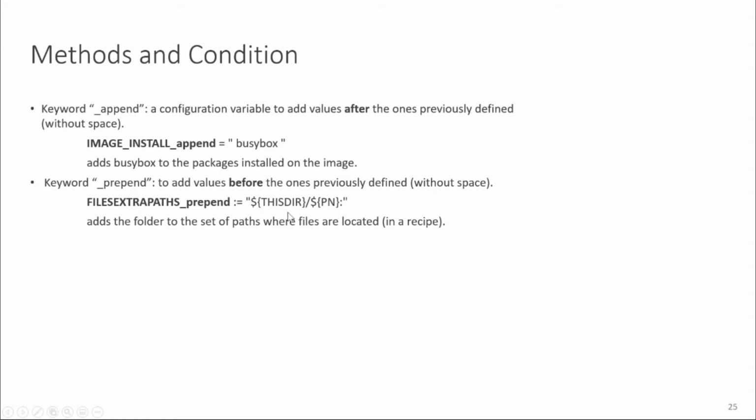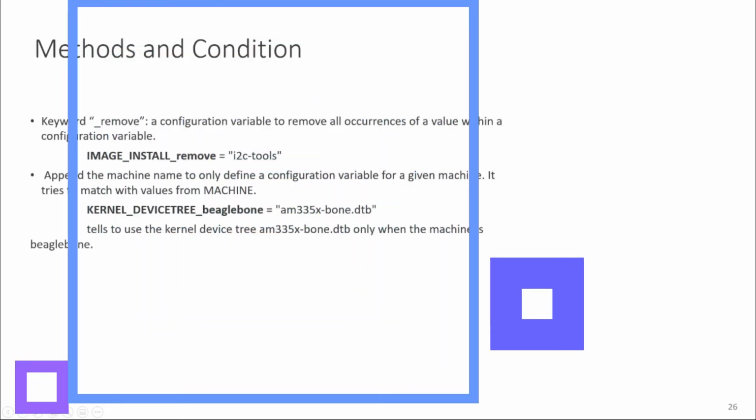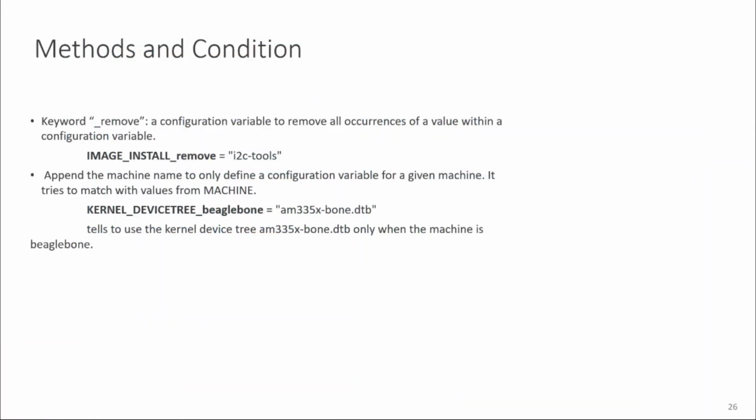If this is difficult to understand right now, just understand the concept. We will go through it in our later videos. The keyword remove is used to remove all occurrences of a value within a configuration variable. As an example, IMAGE_INSTALL_remove = "i2c-tools" will remove i2c-tools from the IMAGE_INSTALL configuration variable. So if it is defined in that IMAGE_INSTALL variable, after this, it will be removed.